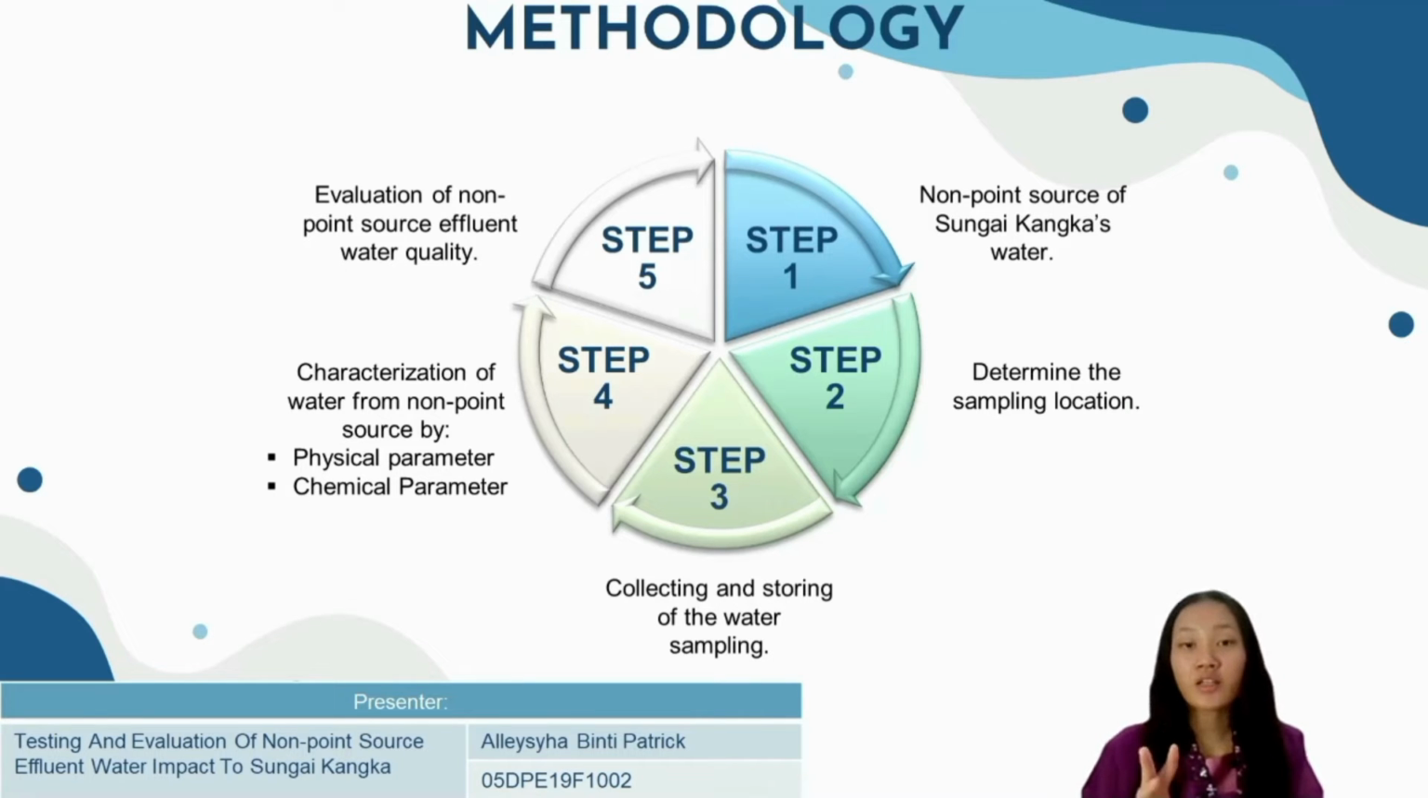In the third stage, water samples were taken from 3 different points and stored in an incubation container. In the fourth phase, each non-point source water sample was characterized or analyzed using physical and chemical parameters. And the last step, the fifth step, included evaluating non-point source effluent based on the obtained data.